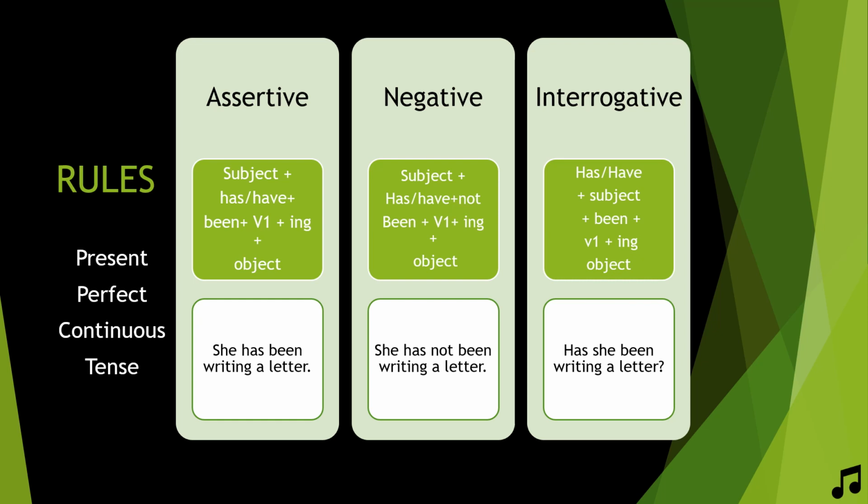Then the first form of the verb with ing, then object. See the same example. She has been writing a letter. And in negative we will say she has not been writing a letter. And if we have to make an interrogative, we will use the auxiliary verb at first. Has she been writing a letter? The same rule of using has or have will be applied over here also. Pause the video and note down the rules.